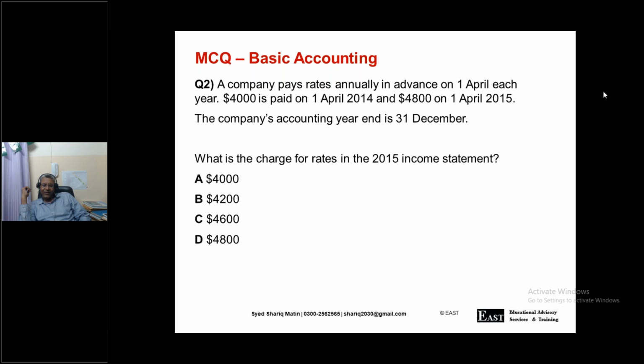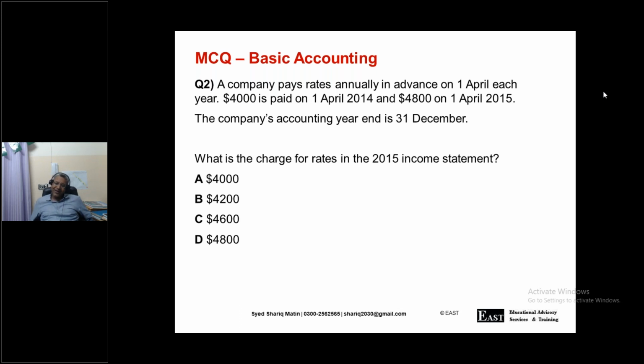Starting from January, and since the rates are being paid on April, up to March the rates are already paid. Starting from April, that's when you start calculating the current year's rates. So the extra months in 2015 become January, February, and March. These 3 months are basically paid in advance in 2014 for the year 2015.